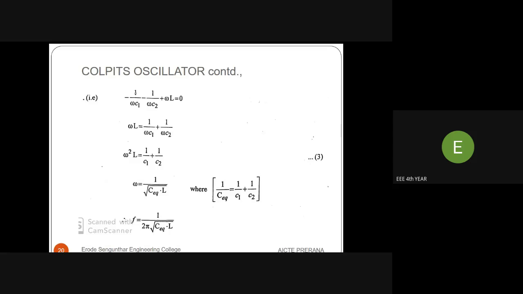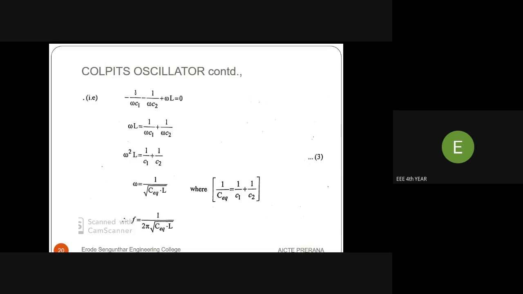Again rearranging and taking the common term outside, we are getting omega square L equal to 1 divided by C1 plus 1 divided by C2. Replacing 1 divided by C1 plus 1 divided by C2 with 1 divided by C equivalent, we get omega square L equal to 1 divided by C equivalent. From the above equation, omega equal to 1 divided by square root of C equivalent into L. Here 1 divided by C equivalent equal to 1 divided by C1 plus 1 divided by C2.